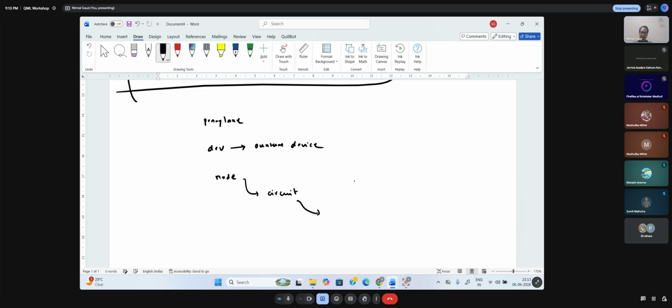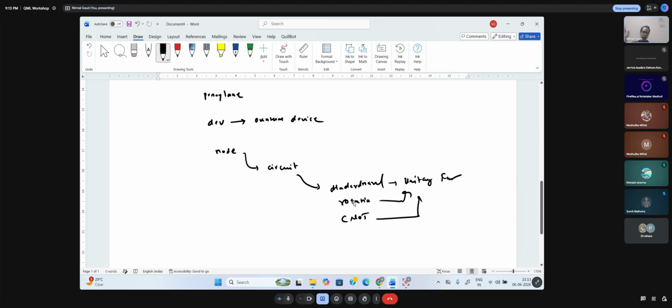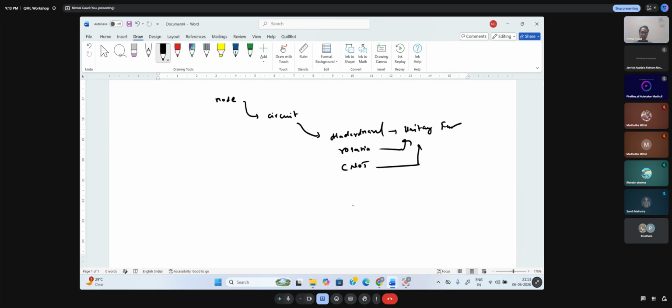In this circuit, I am taking Hadamard as a unitary function. Or I can take a rotation as a unitary function, or I can take a CNOT as a unitary function. There are so many functions available in quantum, you can go through them. So I need to take a unitary function. In this unitary function U, I need to take a parameter theta.